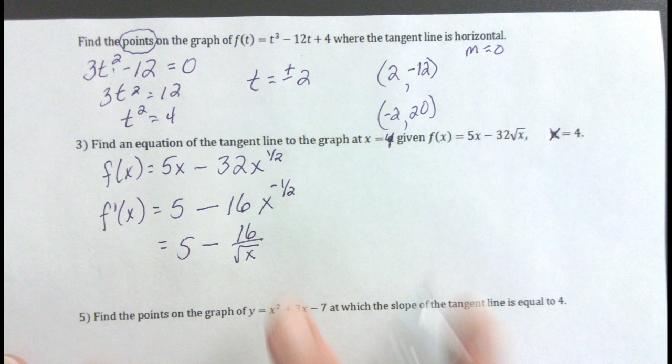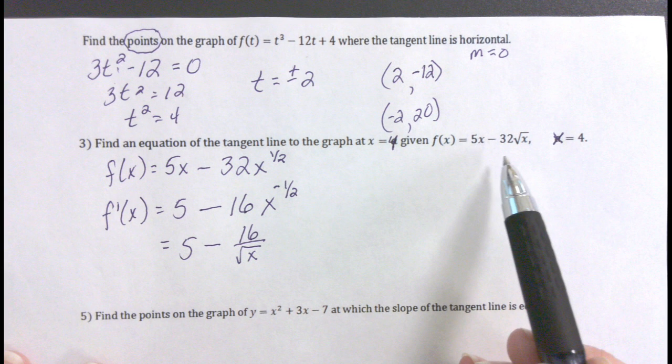So if we plug in 4, we'll have 16 over the square root of 4, to 5 minus 8 is negative 3. Shoot, I can barely add and subtract, let alone take the derivative if it's not in the right form.